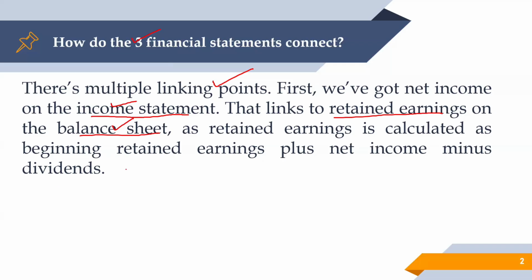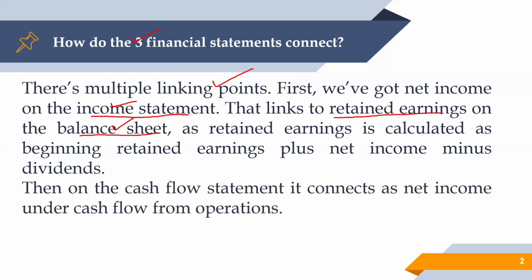So two financial statements are linked, and the third, the cash flow statement, connects through net income under cash flow from operations. So you have to give the answer this way. Yes, there are multiple linkage points. First, we have net income on the income statement. Then that becomes part of the balance sheet as retained earnings. And in the cash flow statement, it connects as net income under cash flow from operations. That's one of the examples.